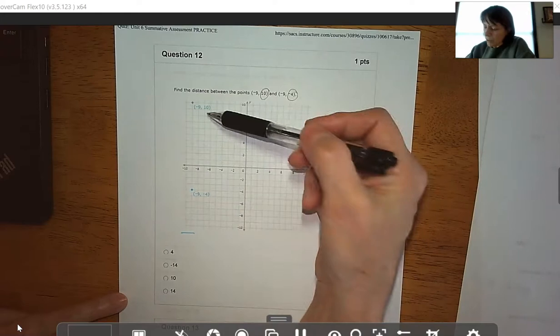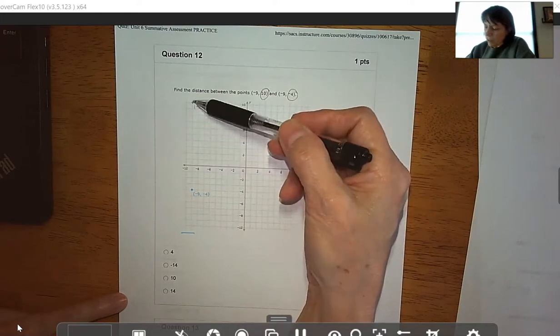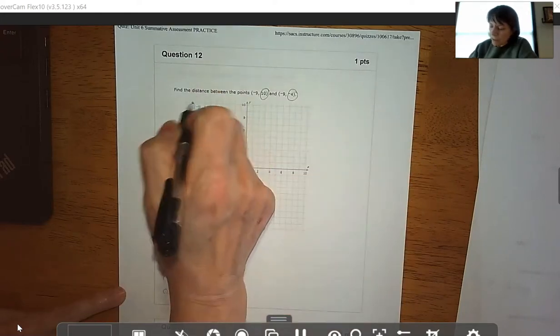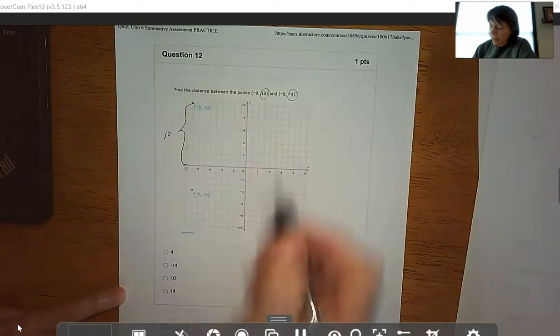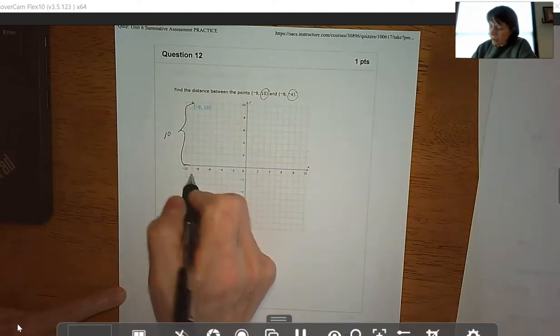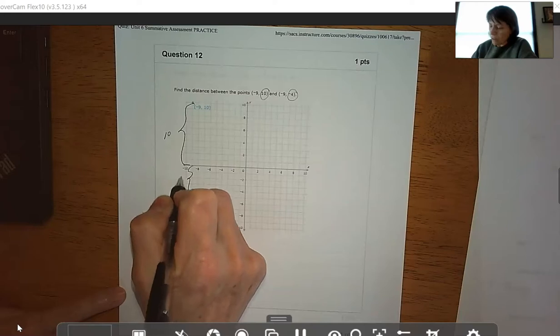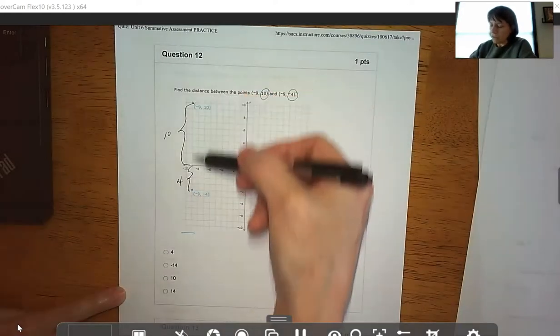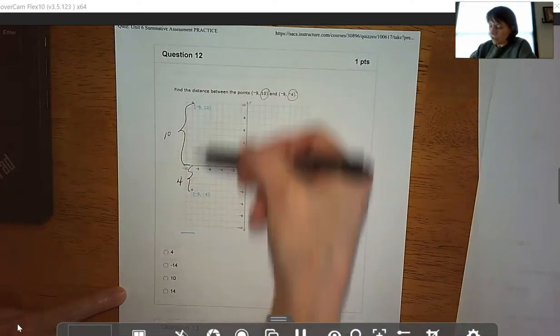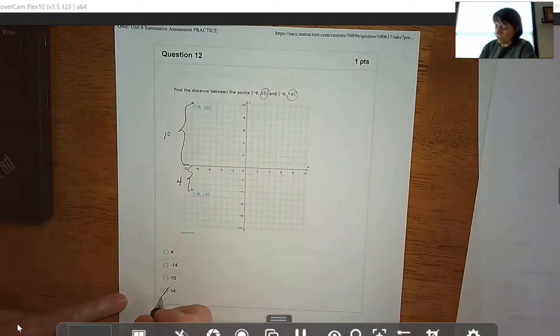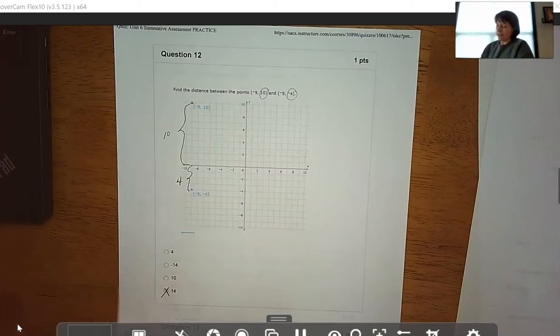So if we look over here, in order to get to this point, we had to go up 10. So this is a distance of 10. And then to get down to this point, we had to go down 4. So this is a distance of 4. So the difference, or the distance between these two is 14. So we want 14. Now why don't we want -14? Because remember, distance can never be negative. Distance is always positive. Alrighty.